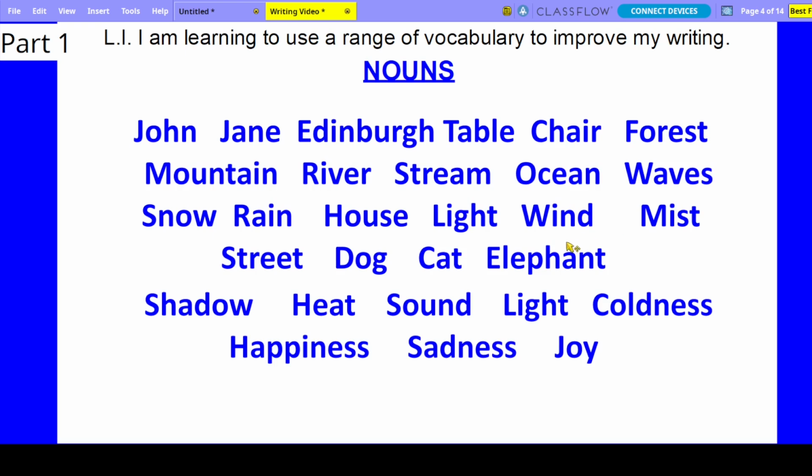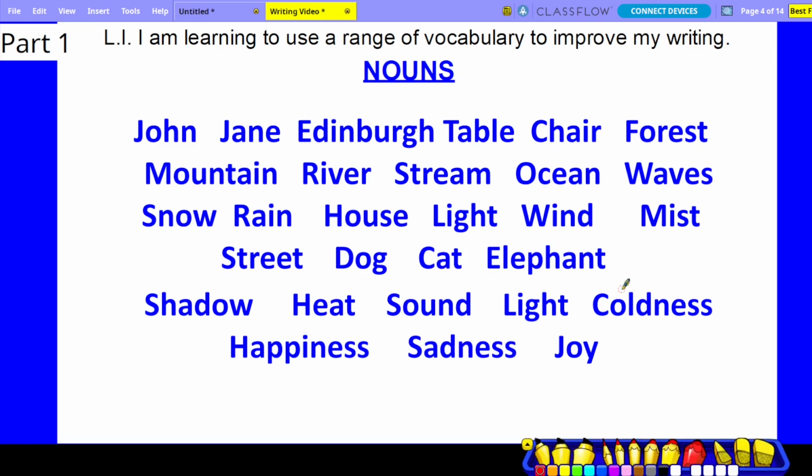But included within nouns are things that you can't necessarily touch or point to. So shadow, okay, you can point to a shadow, but you can't touch it. Heat, sound, light, these are a bit less physical, as it were. You can't touch those things, but you understand that they're real things. Coldness would be the same. And then emotions are also nouns. But generally when we talk about nouns, particularly at this level, we tend to be talking more about the slightly more physical things around us. So those are all examples of nouns there.